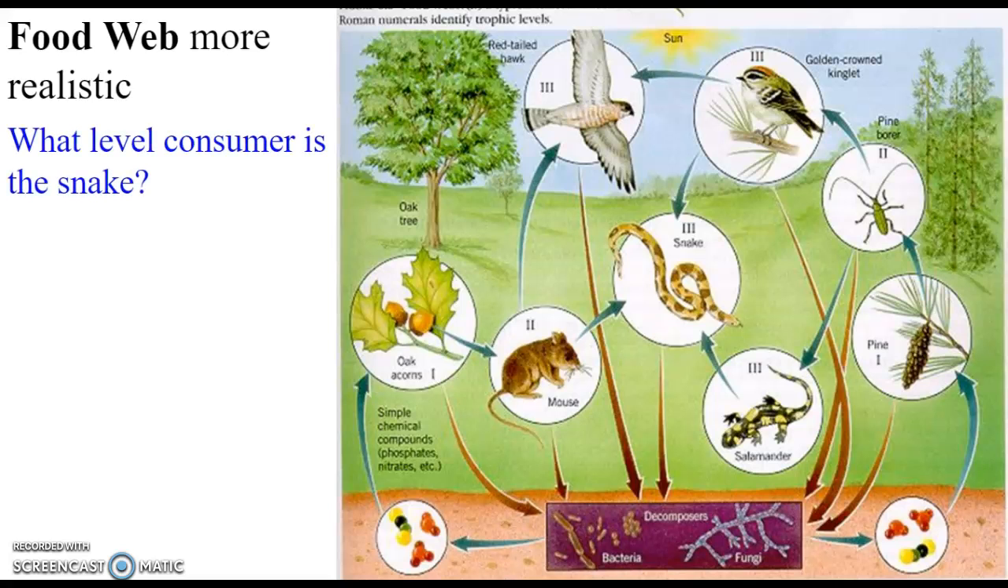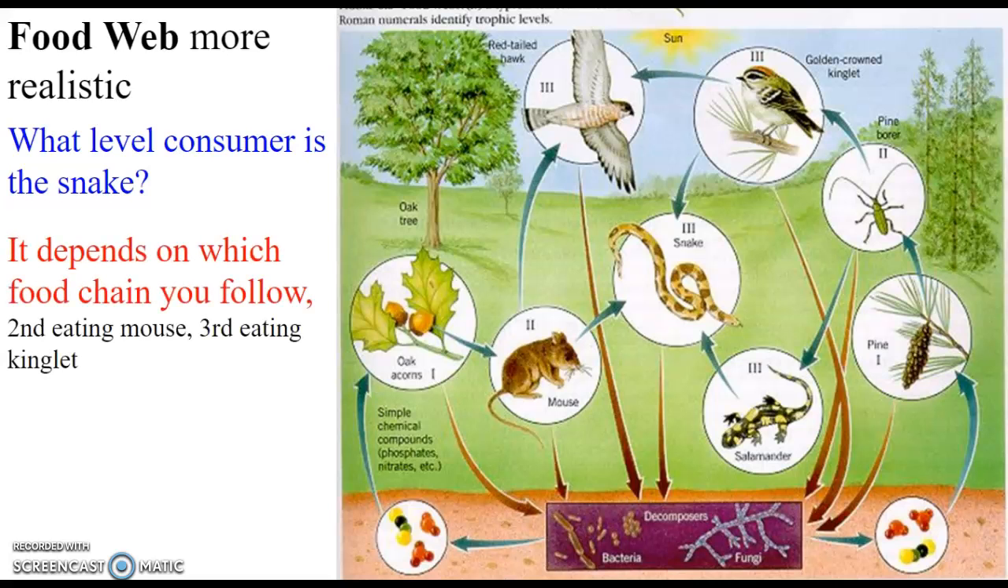What level consumer is the snake? What do you think? It depends on which food chain you follow. It would be second if it's eating the mouse, third if it's eating the kinglet. So what level consumer you are can vary depending on what food chain you're eating within.